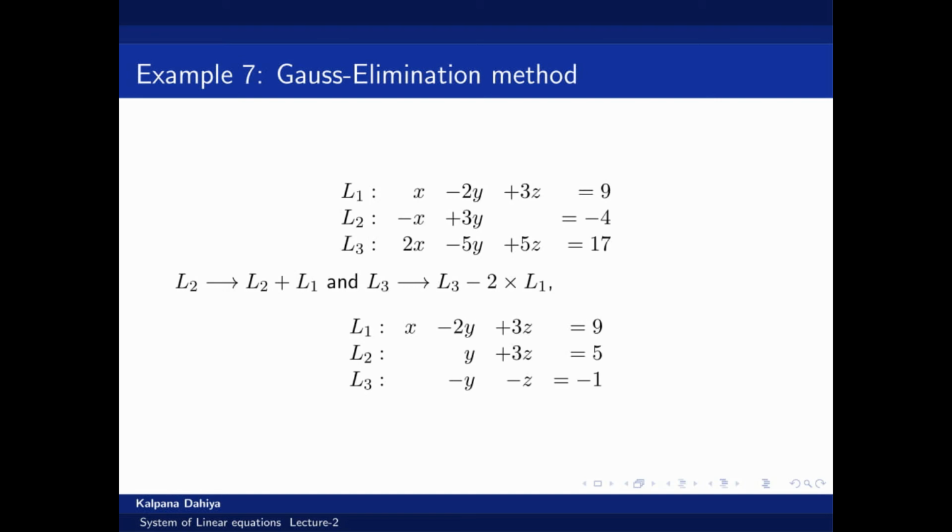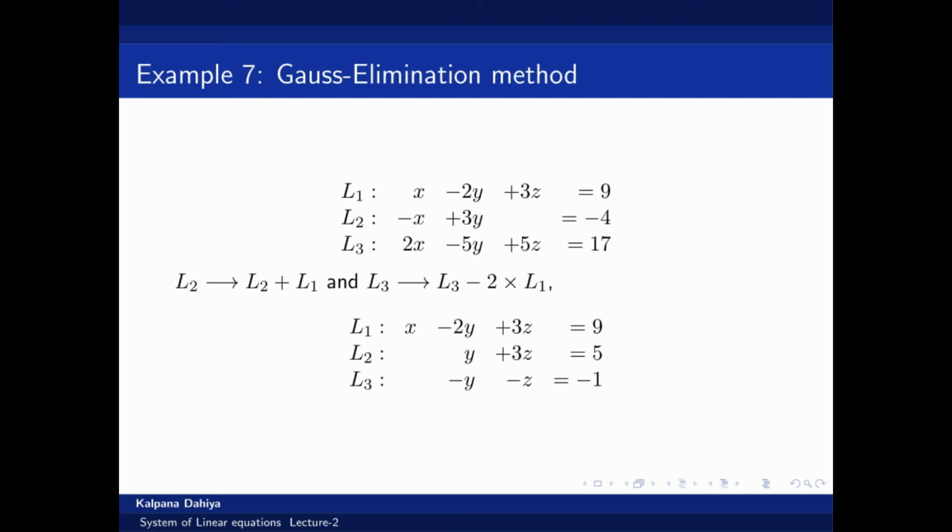Change second equation as sum of second equation and first equation, and third equation will be third equation minus 2 times first equation. So after reducing this one, we keep the first equation L1 as it is, x minus 2y plus 3z equal to 9. After applying the elementary operation L1 plus L2, second equation reduces to y plus 3z equal to 5, and third equation reduces to minus y minus z equal to minus 1. So now x variable has been eliminated from L2 and L3.